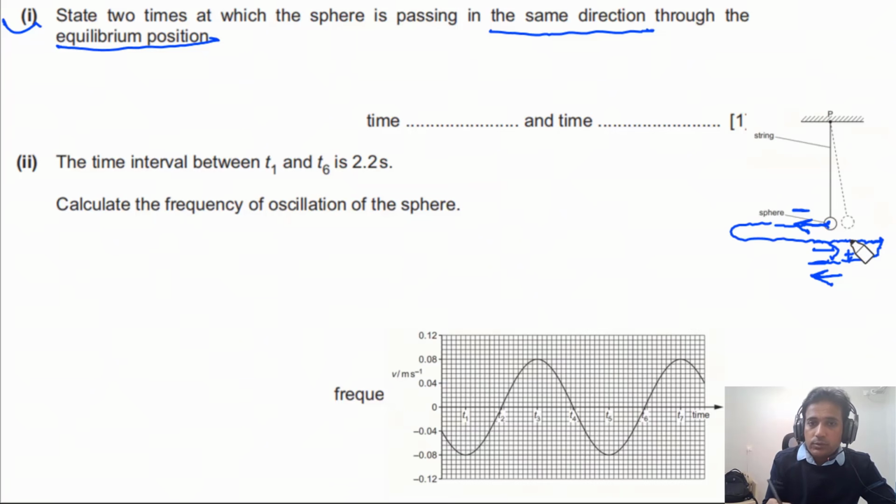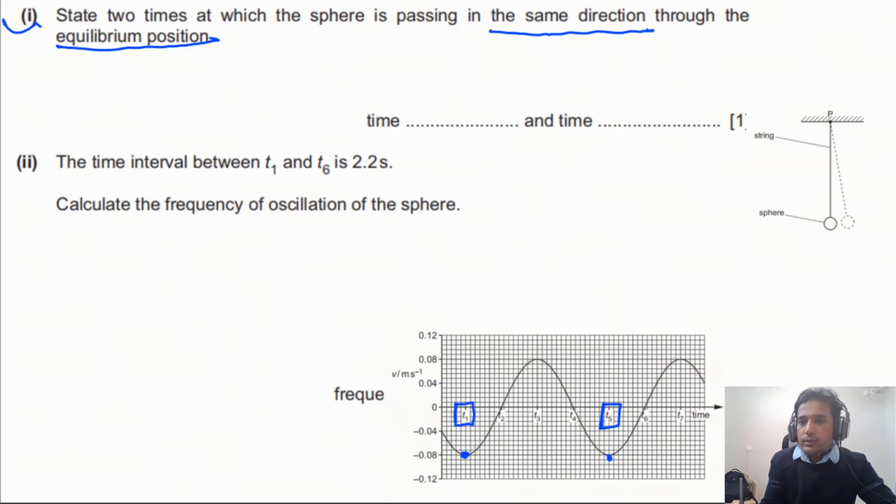We can also consider the positive case as well. For example, at this point, velocity is negative. Again, after one cycle, it will be negative at this point. So the times are t1 and t5. This is if you take the negative. But you can also take the positive one. So we can redraw when we take the positive. Let's say, first of all, the sphere crosses this point, moving to the right, so this is positive. It will reach the extreme, then it will come back.